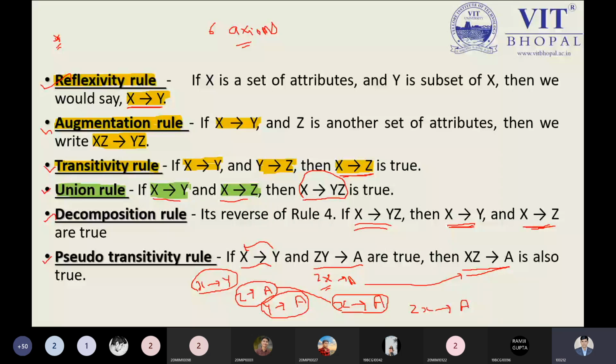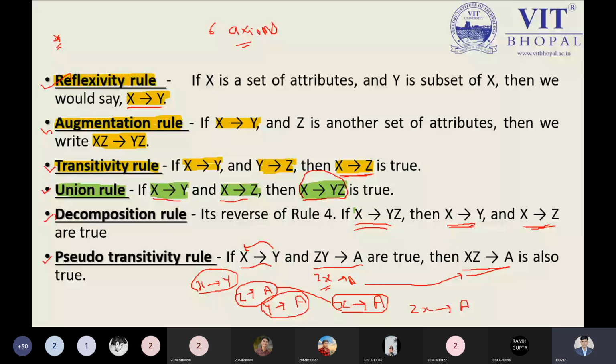So X determines YZ. Y and Z follow the union operation implicitly here. But keep in mind, both Y and Z cannot be on the other end. This is the point we have to keep in mind. The union rule will be done properly.